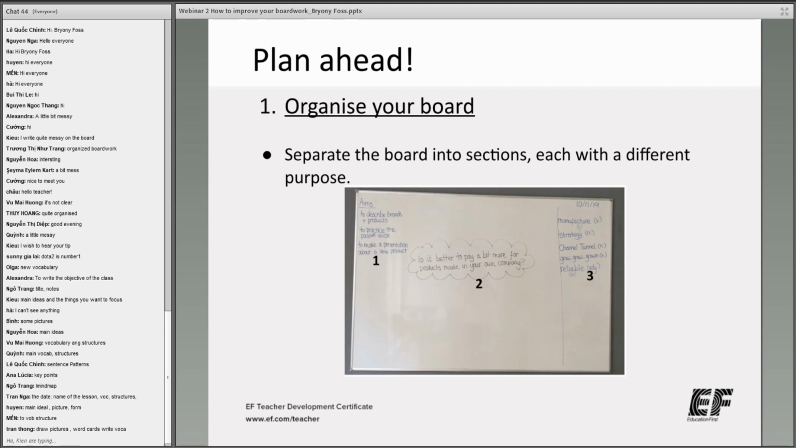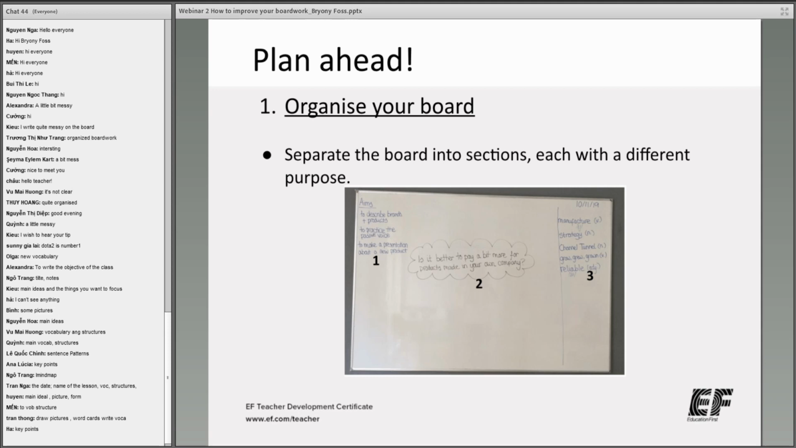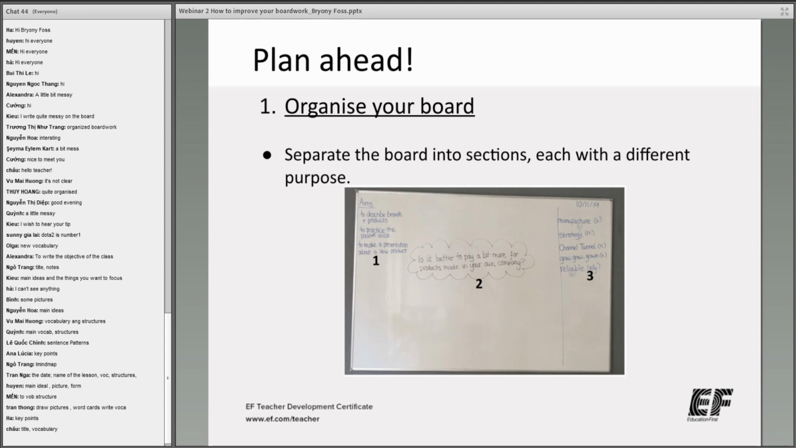How important this is in order to have an organized and clear board. So, one of the most useful pieces of advice I ever received was to separate my board into different sections, each with a different purpose. If you keep adding things to your board with no obvious system, it can look messy and it can confuse your students. So here you can see in the image that I have got 3 different sections.